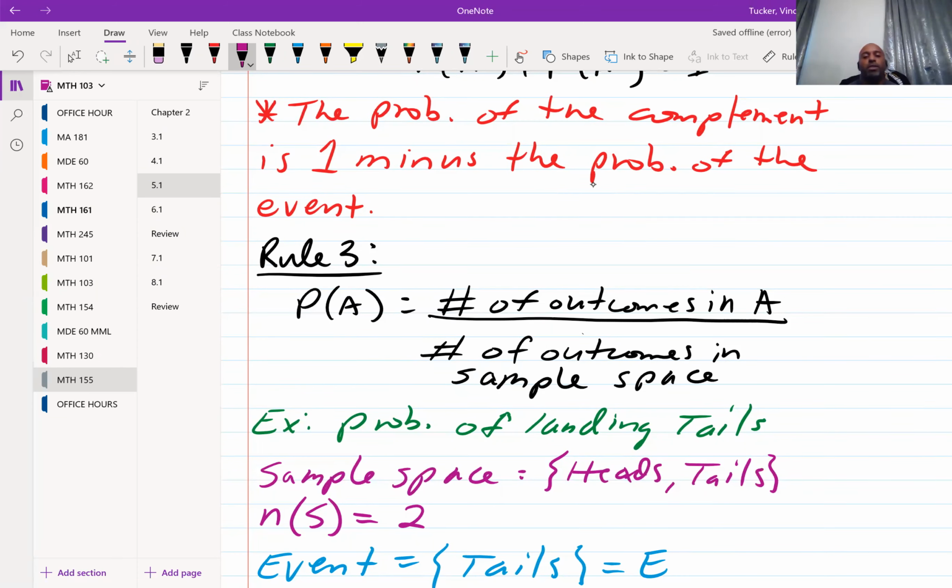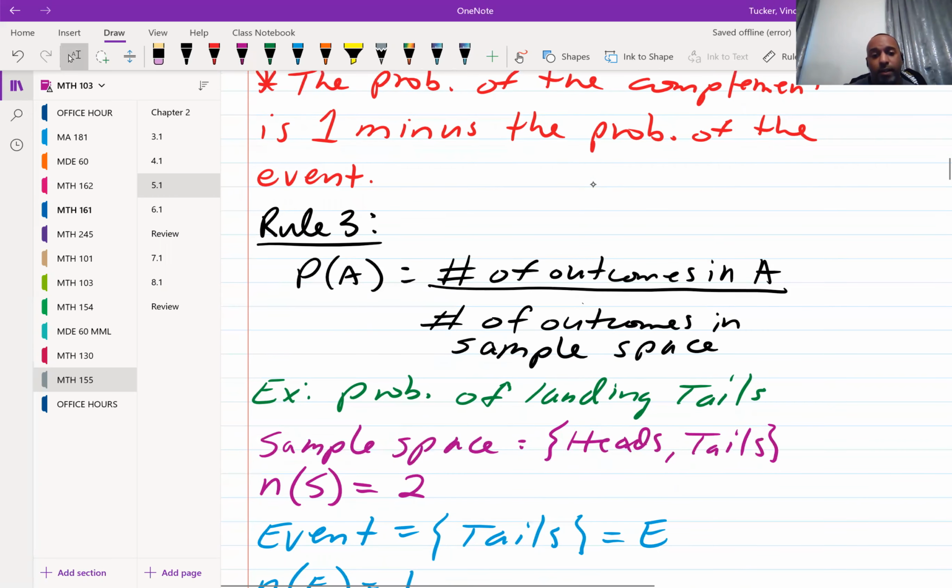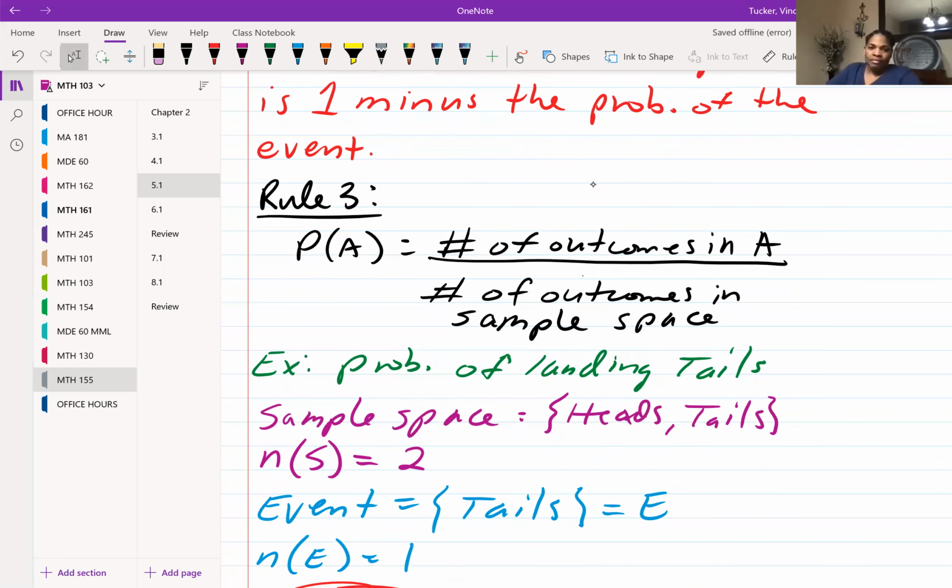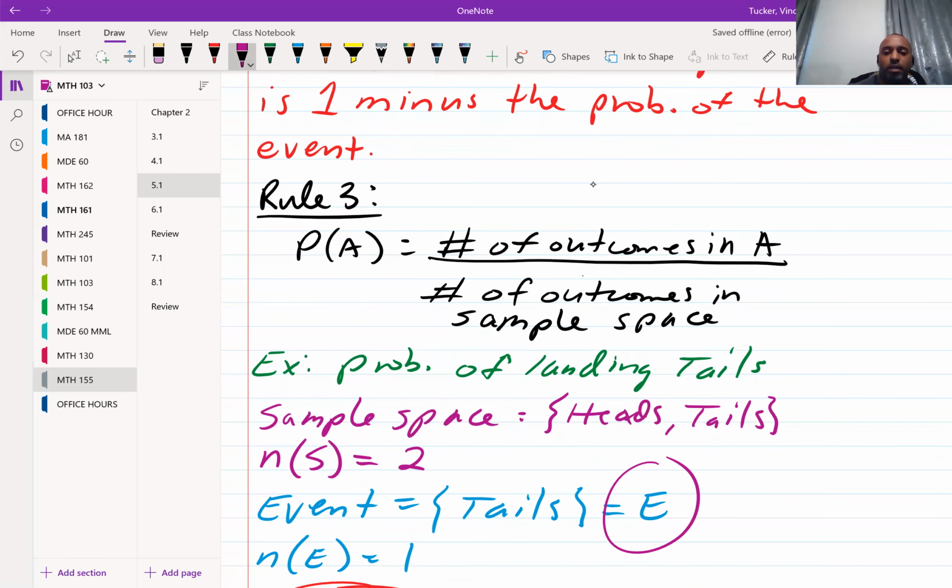So all the possible outcomes in that experiment are heads and tails. So the number of outcomes in the experiment is 2, just these 2 events. Now our event is landing tails. I'm going to call my event E. That was just me labeling it there. And how many outcomes are in the event? It's just 1, and that's tails.